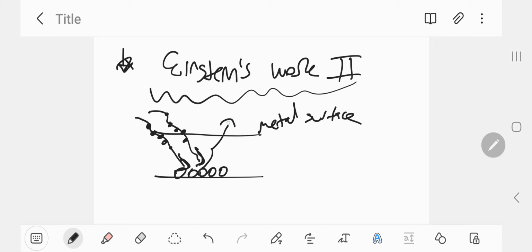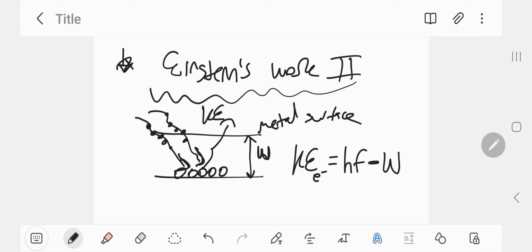And electrons get ejected with some kinetic energy, minus some work they need to do, some action they need to do to overcome, or I should say to escape the metal surface. So the kinetic energy of the electrons is just the energy of the photon coming in. Okay, remember, because it's a one-to-one correspondence. The photon has energy hf minus W.